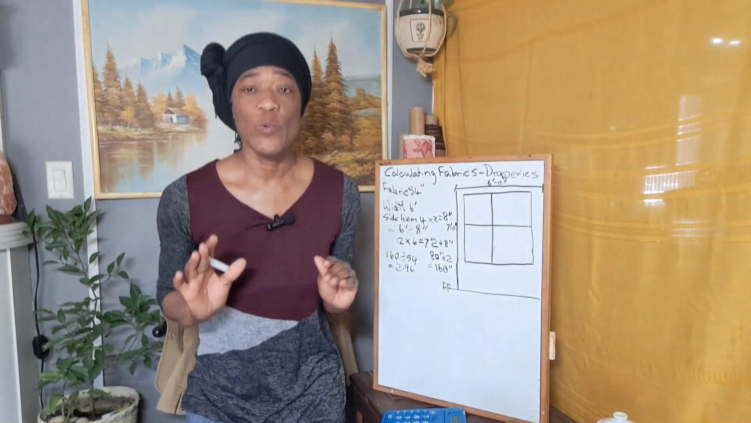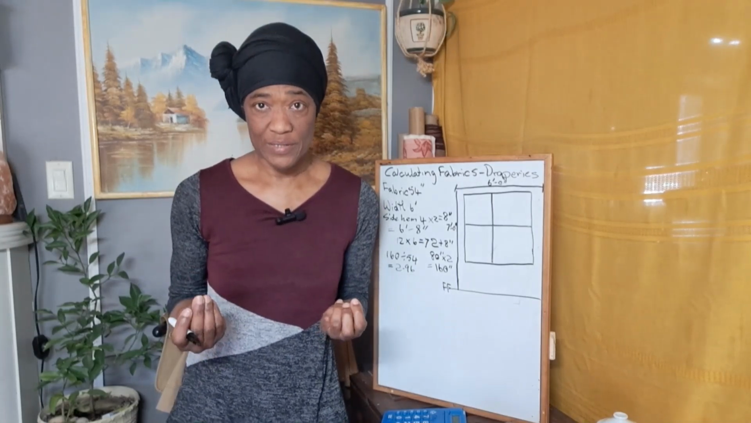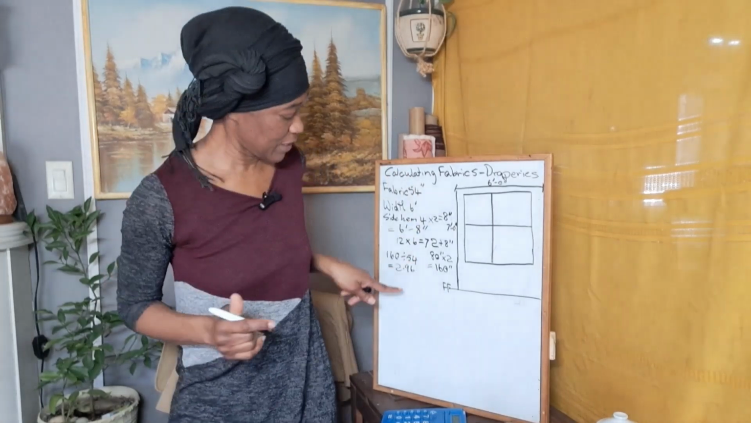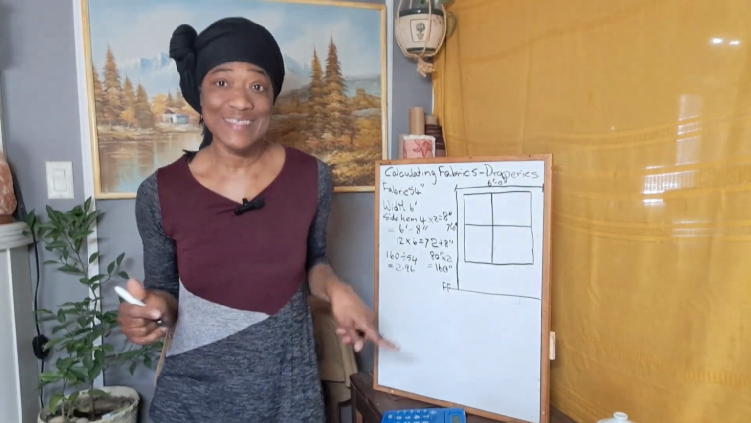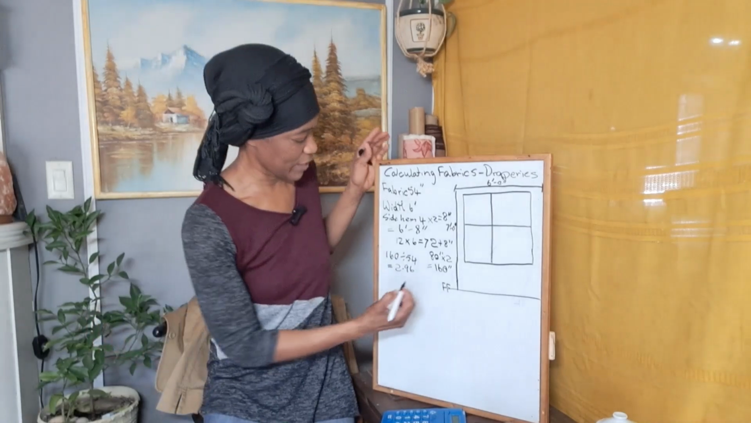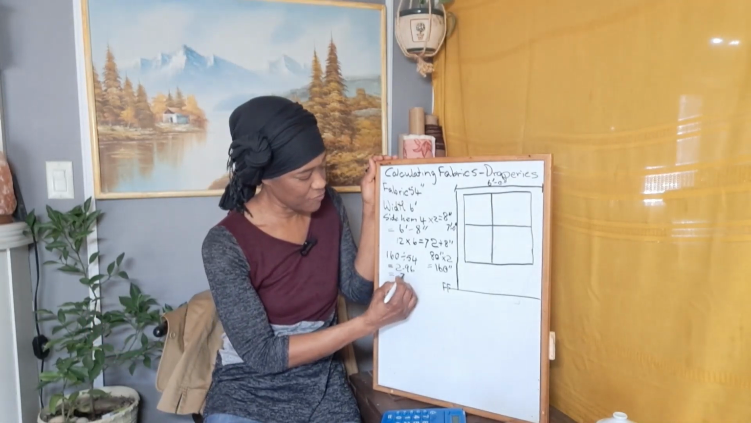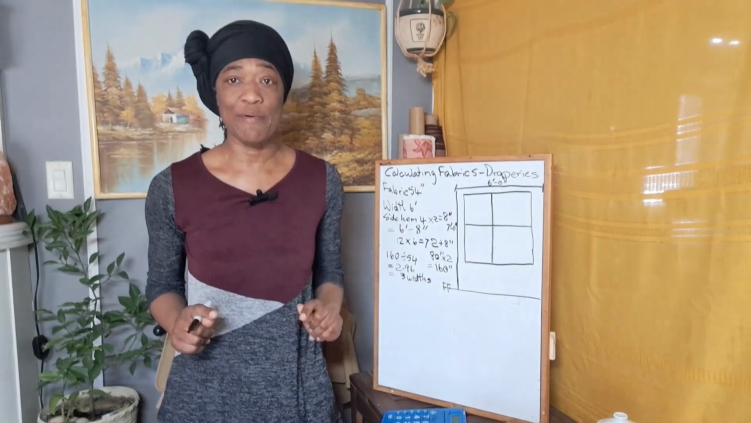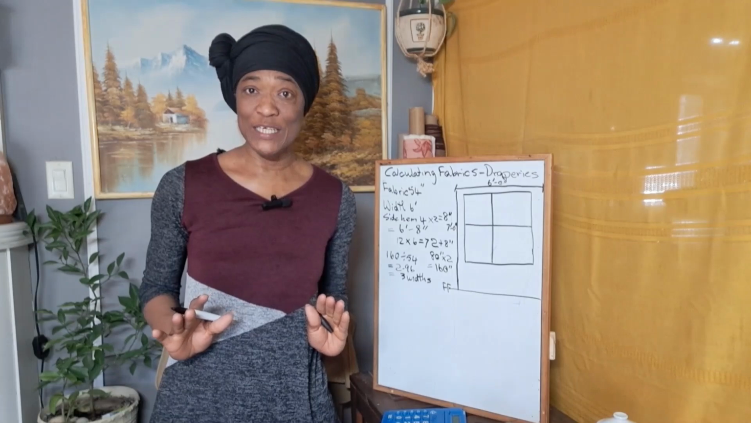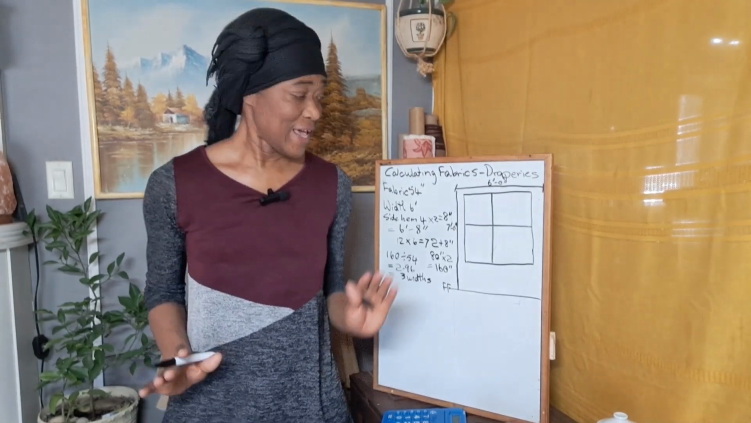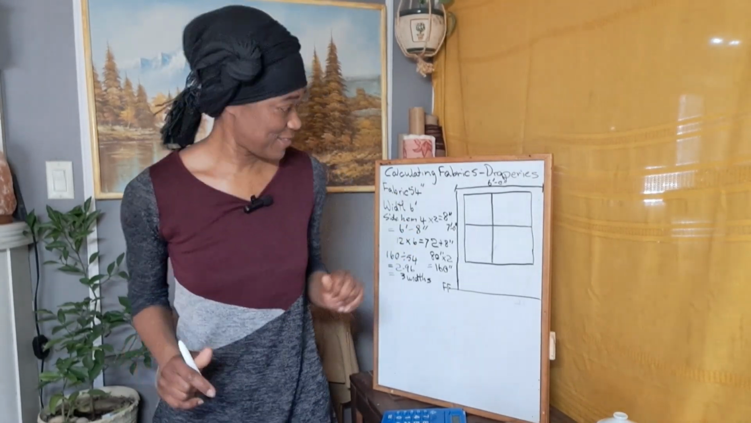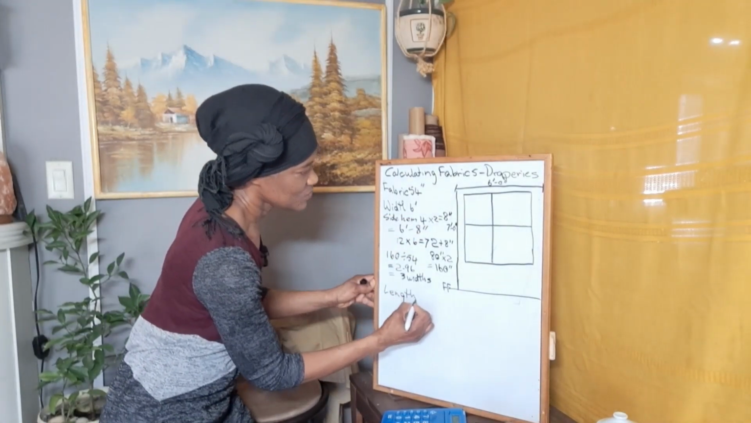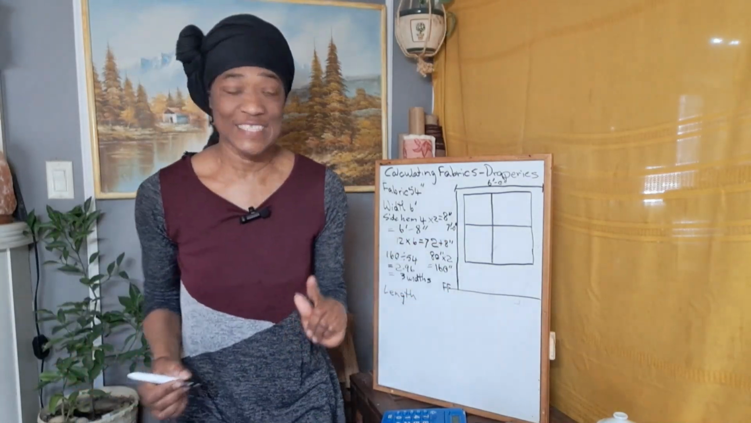2.96. However, we're talking about widths of fabric, and we can't buy partial widths. We have to buy a full width. So therefore, we'll have to round up this 2.96 widths to 3 widths. So we will need 3 widths of fabric. So now that we have established how many widths of fabric we will need, let's go on and look at our length. Now our length here is 7 feet.